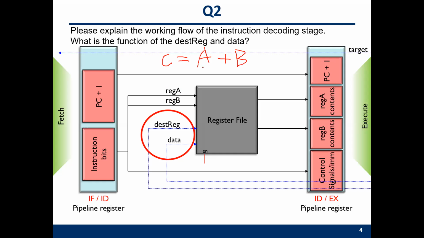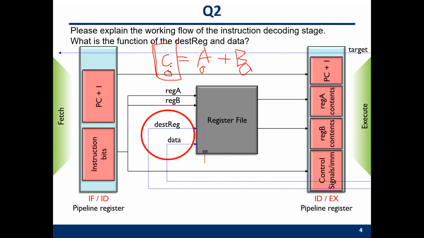So register A is this one, register B is this one. You decode them and you get the value of A and B. You go to the next stage, which is the execution stage. You get the result here by the ALU, by a function unit. Then in the final stage, which is the write back, you need to write the value of C to the register C.